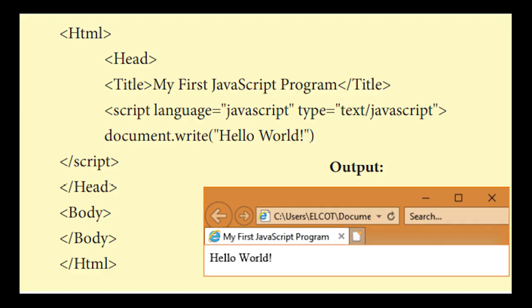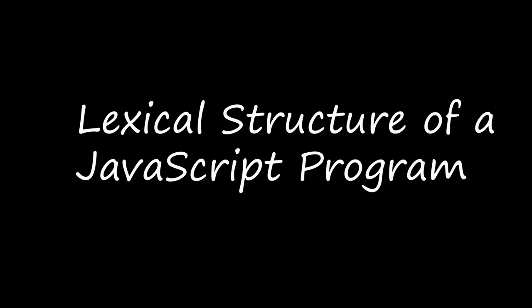Lexical structure of a JavaScript program. Okay, lexical structure of a programming language means the set of elementary rules that are used to write the program in that specific language. Okay, this is the lowest level syntax of a language, right? JavaScript is a programming language, right?